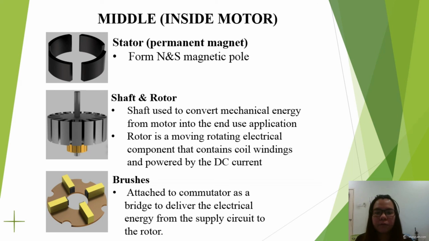After that, looking through the center of the motor, we will see the rod called a shaft, and there's a rotor attached to it. The shaft is used to convert mechanical energy from the motor into the end-use application. The rotor is a rotating electrical component that contains coil winding and is powered by DC current. Finally, we will find the brushes, which attach to the commutator as the bridge to deliver electrical energy from the supply circuit to the rotor.